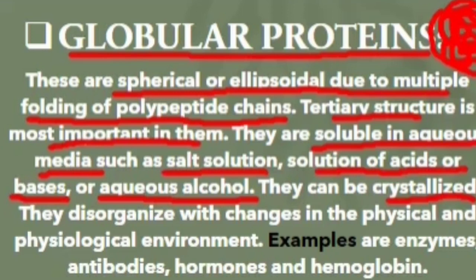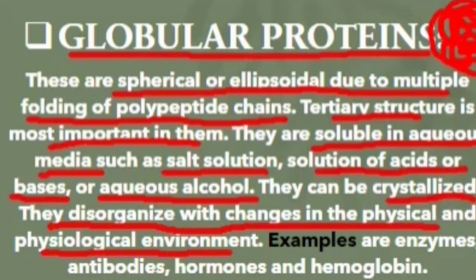The third property is that they disorganize with change in the physical and physiological environment. It means no matter what change occurs in the physical and physiological environment, they remain in their globular shape and don't change their structure. Examples are enzymes, like the pepsin enzyme. Pepsin is an enzyme present in the human stomach wall, activated by HCl from its inactive form to its active form, and helps in digestion.